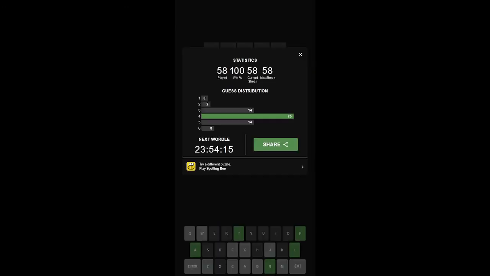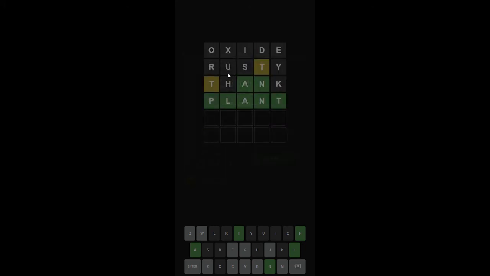My streak is still pretty decently maintained, and I intend to keep it that way as long as possible. 58 streak and going strong.